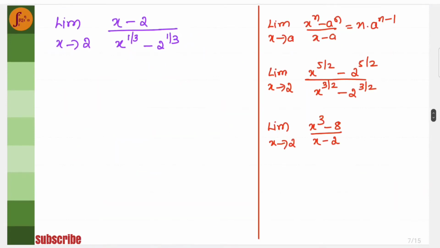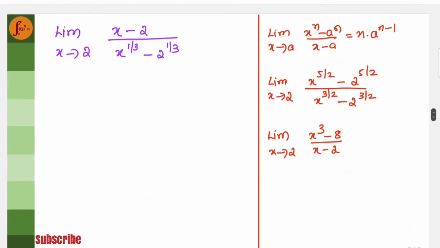Now the third method, we'll go with the theorem, right? The usage of theorem. The theorem states that limit x tending to a, x to the power n minus a to the power n, by x minus a, is equal to n into a to the power n minus 1. We will have to notice this form. This form is similar to this, but there is one problem here. x minus 2 is on the top and this expression is in the denominator. It is reverse basically. So we will have to get this to this particular form.